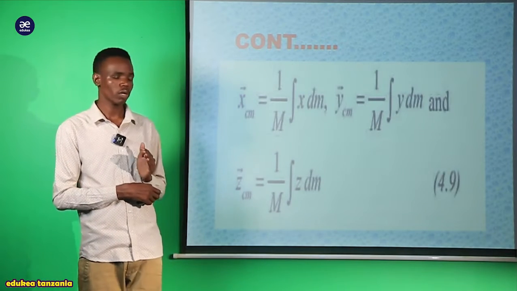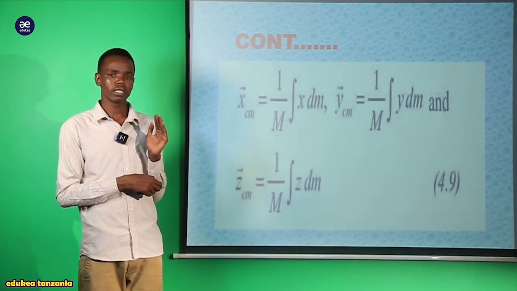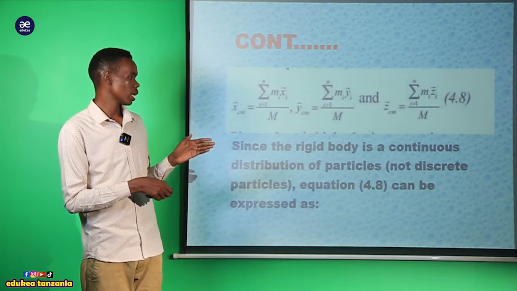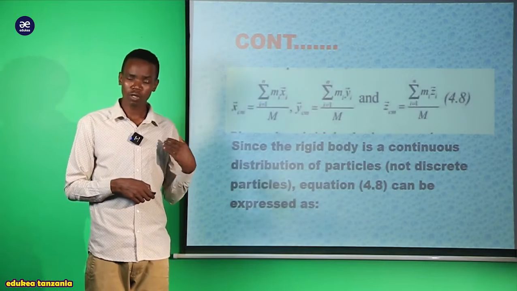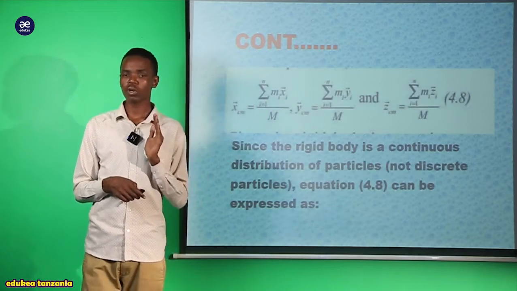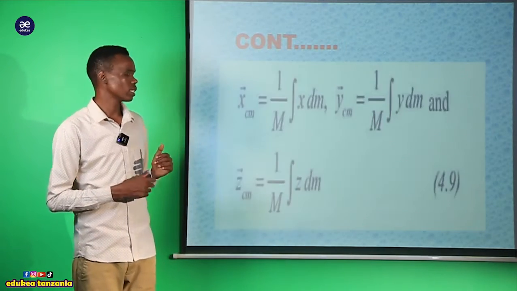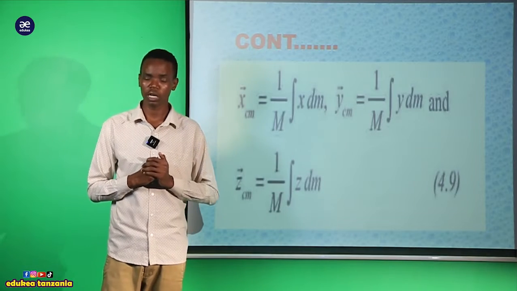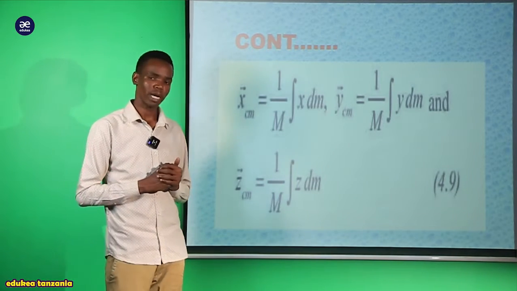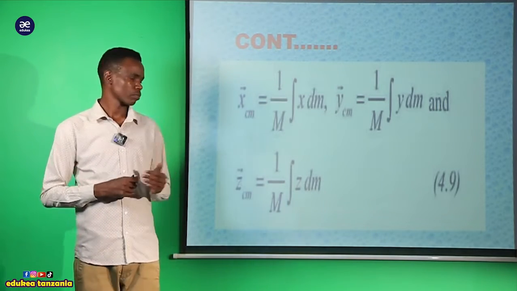Because it is continuous, it means it is not discrete. We cannot express it in terms of the summation, but we will express it in terms of the integral. We will apply integration so that we can get the center of mass for the continuous rigid body.